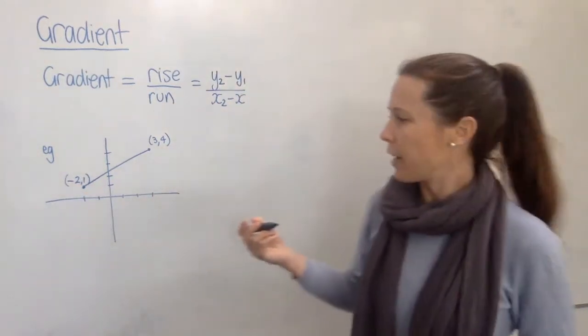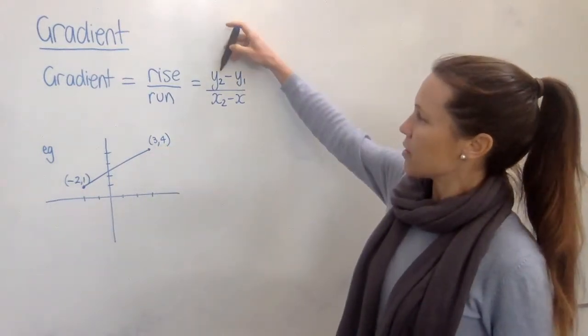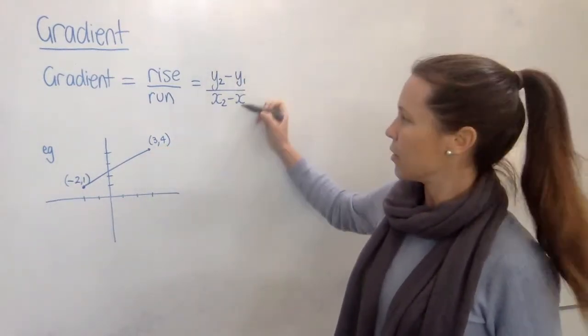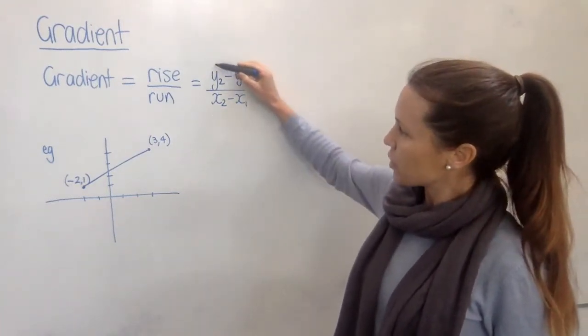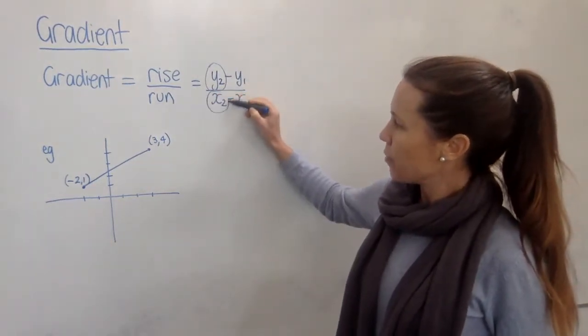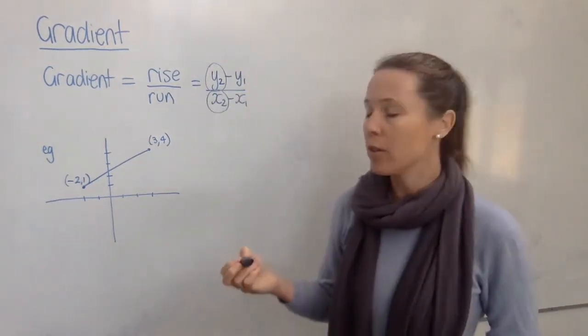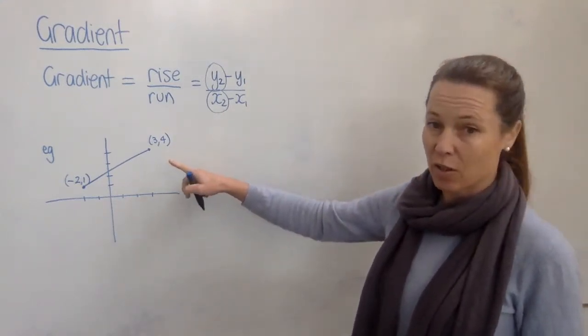If I want to find the gradient of the line or the interval that joins those 2 points, then I can subtract one of the y's from the other over subtracting one of the x's from the other. Now the only thing to make sure of here is whichever y value you start with, you need to start with its partner, its matching x value, on the bottom. Now what do I mean by this? Well, let's have a go at doing this 2 different ways.